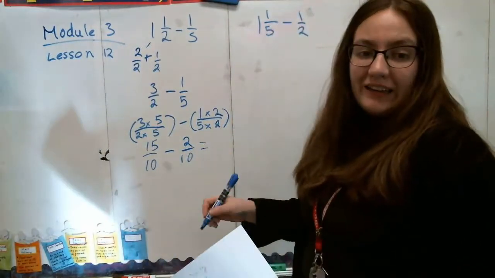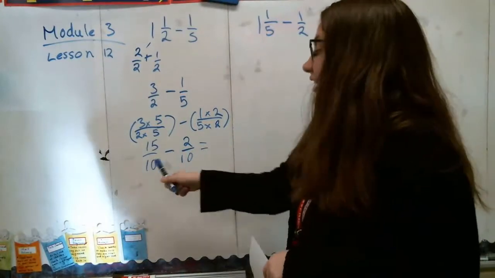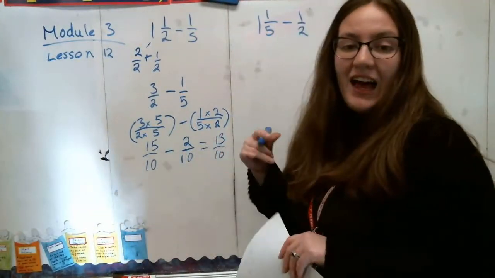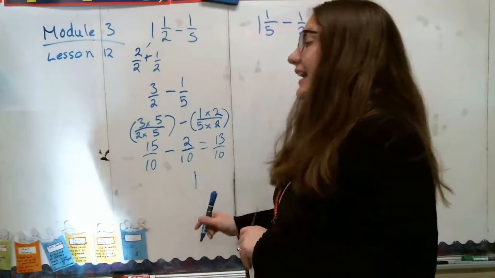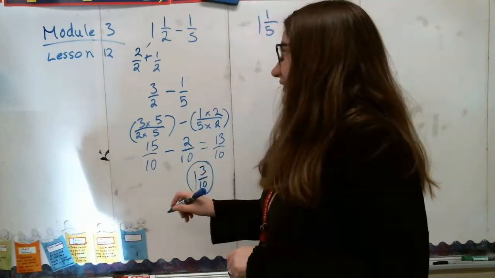So then, now that I have those common denominators, I can subtract. I have 15 minus 2, which gives me 13 tenths. I don't like 13 tenths though, so I'm going to change that into a mixed number, which gives me my final answer of 1 3/10.